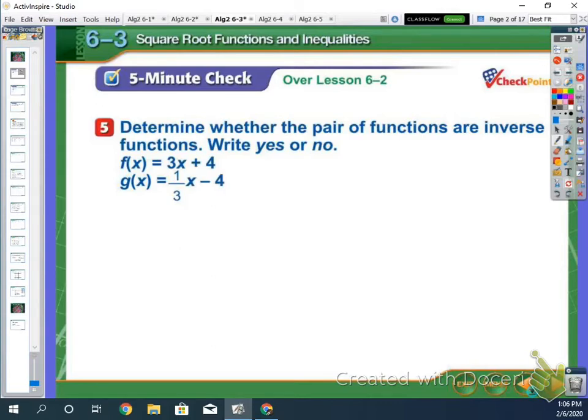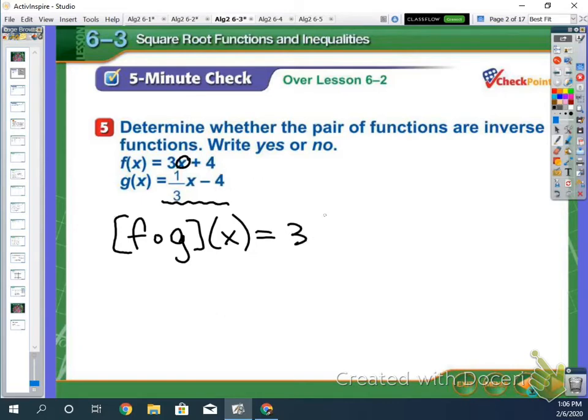Let's see, because we don't all agree on this. F of g of x. This is how you check these, Sarah. Yeah, it looks like fog, but it's f of g of x. So that means you're taking g of x, which is that, and substituting it in for that x in f of x. So we're going to say 3 times 1/3 x minus 4 plus 4, because it just goes in for the x.